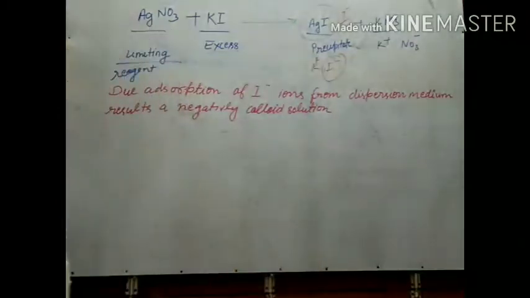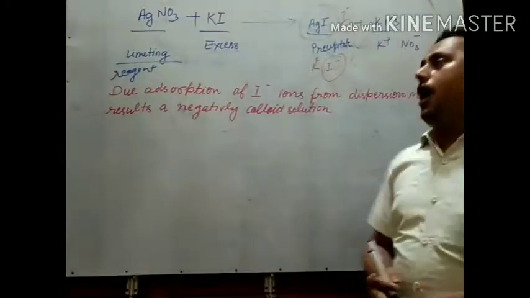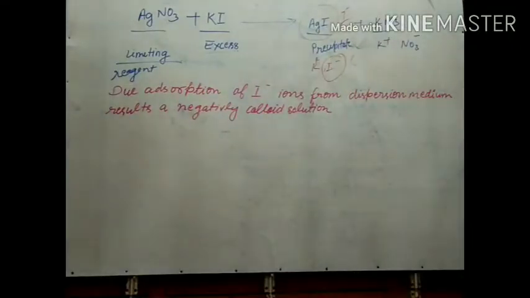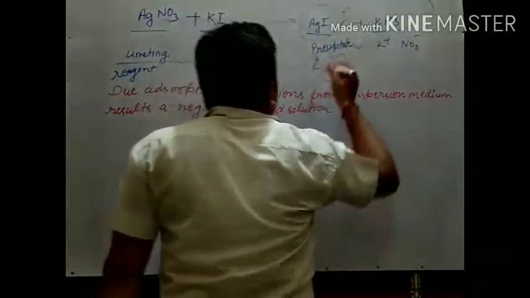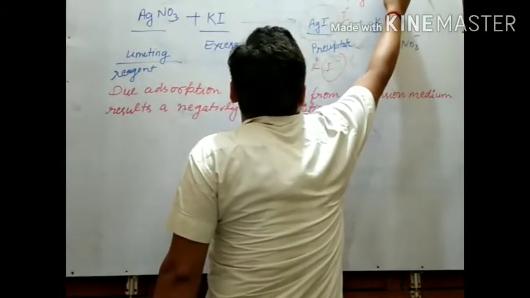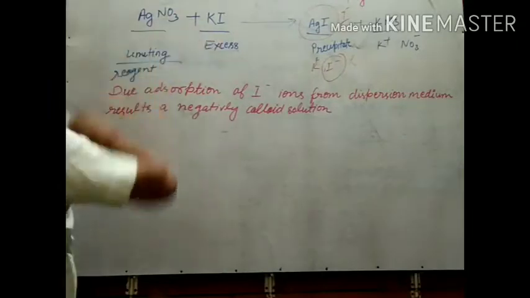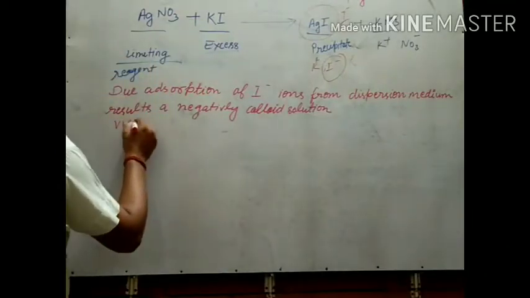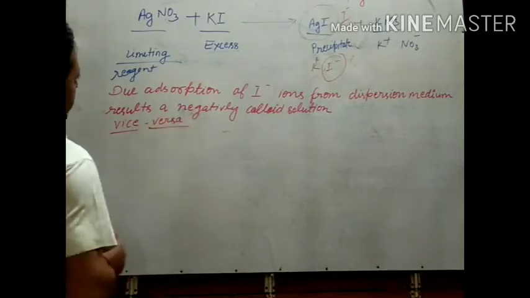So what was the second point? Preferential adsorption of ions from the solution. Second point. So this is what type? It is negatively charged. What is a negatively charged colloid? Next, if we reverse it, vice versa, I think you will understand better.